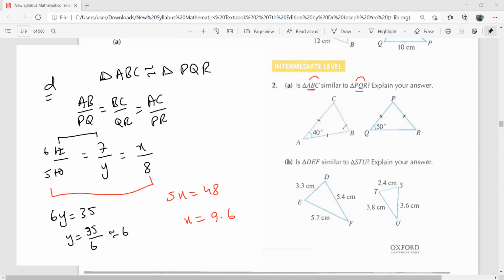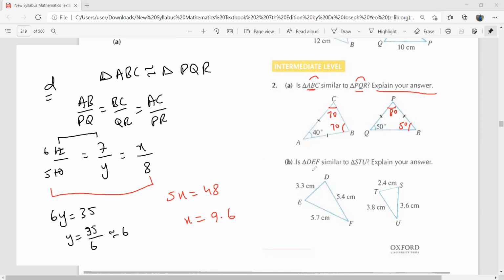And here, let's find these angles quickly. If this is 40, this is going to be 70, this is going to be 70, this is 50, and this is going to be 80. So they are neither similar nor congruent. Okay. Now look at this, because he says explain your answer. So you can say that since the corresponding angles are not same, therefore the two triangles are not similar to each other.